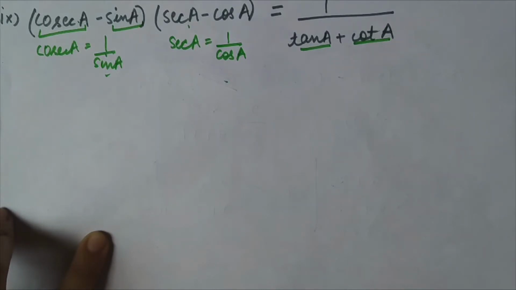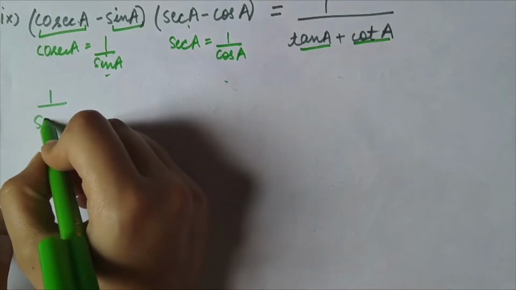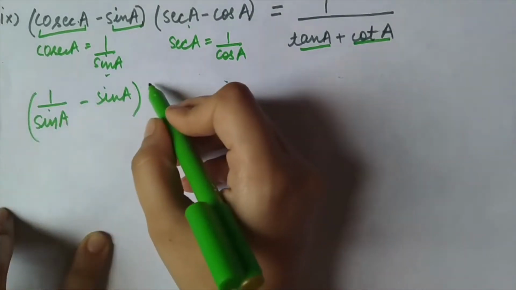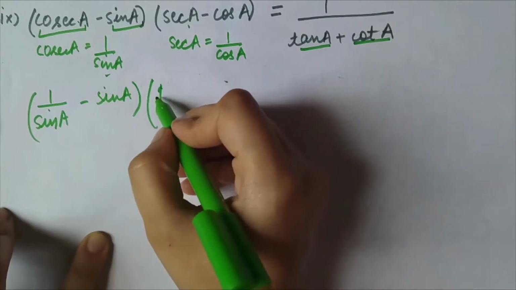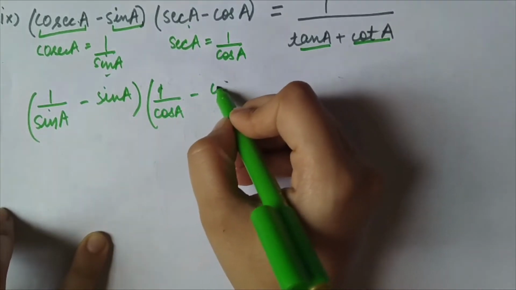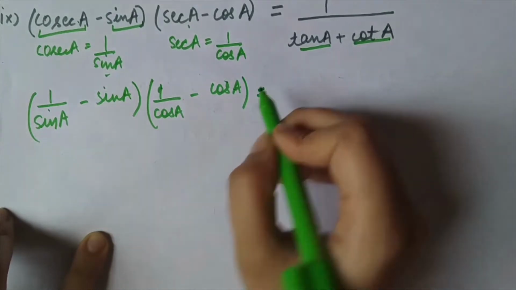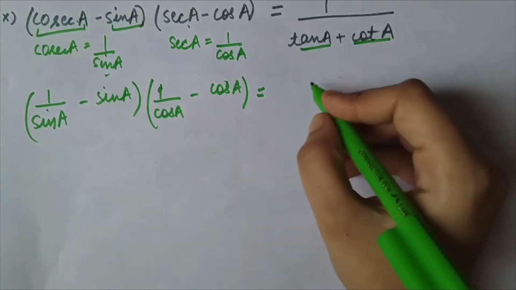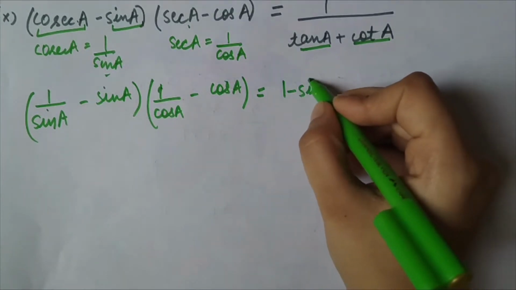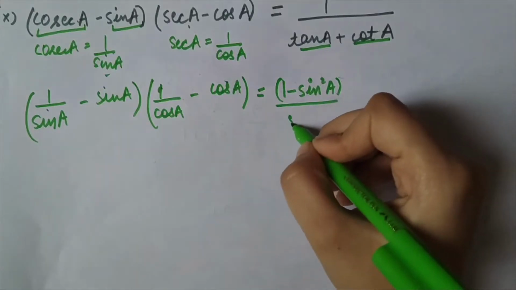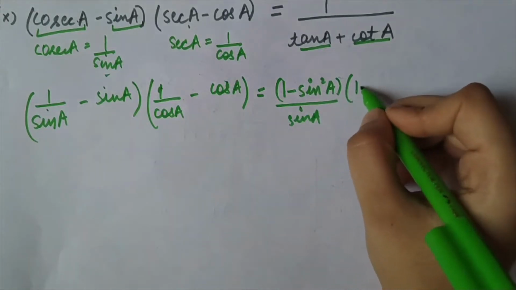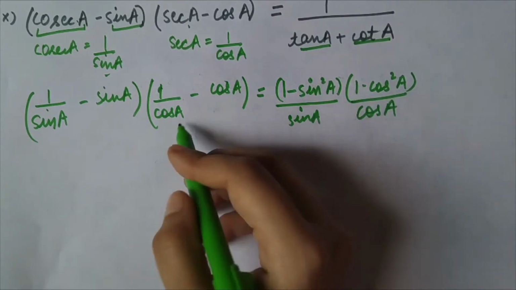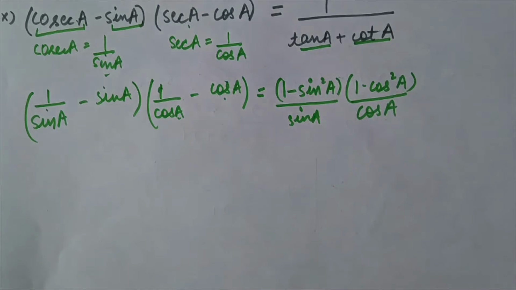If I do this, what I get is 1 by sine of A minus sine of A, and here secant A I am writing as 1 by cos of A minus cos of A, is equal to... we will be taking the LCM, and we get 1 minus sine square A divided by sine of A, and 1 minus cos square A divided by cos of A.